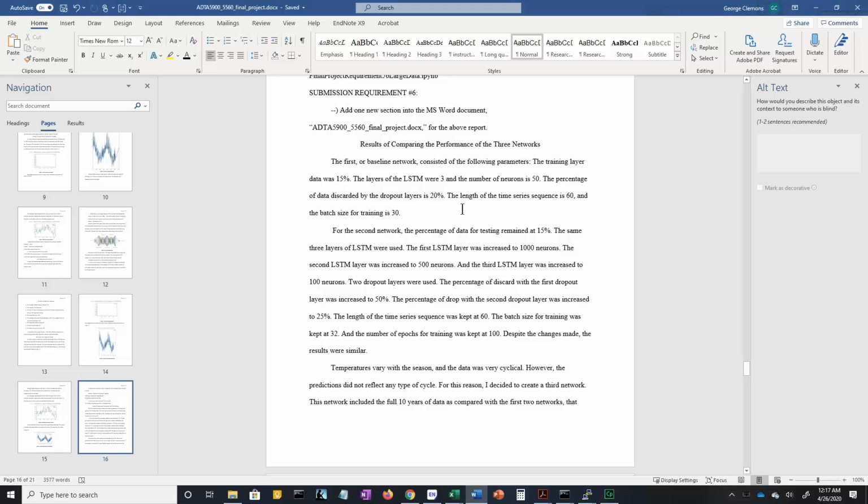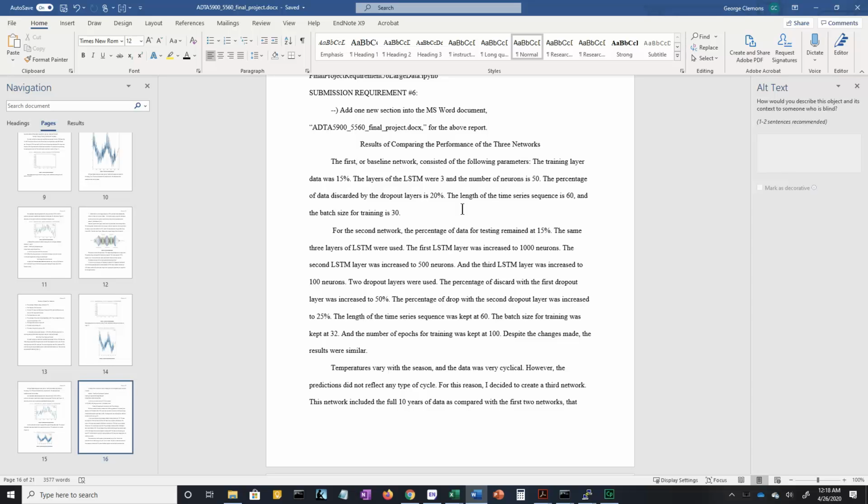The first, or what I considered to be the baseline network, consisted of the following parameters. The test data was 15%. There were 3 LSTM layers, and the number of neurons is 50. The percentage of data discarded by the dropout layers is 20%, the length of the time series sequence is 60, and the batch size for training is 30.